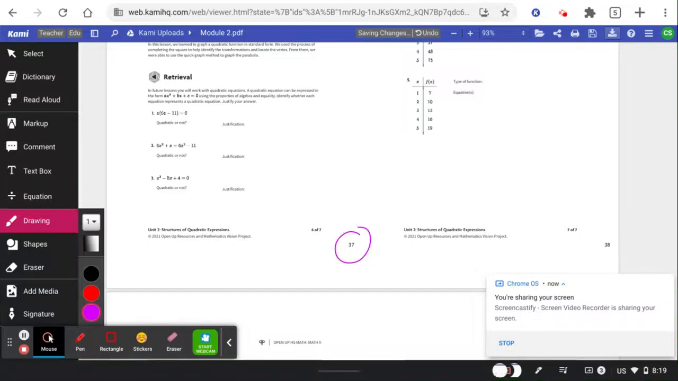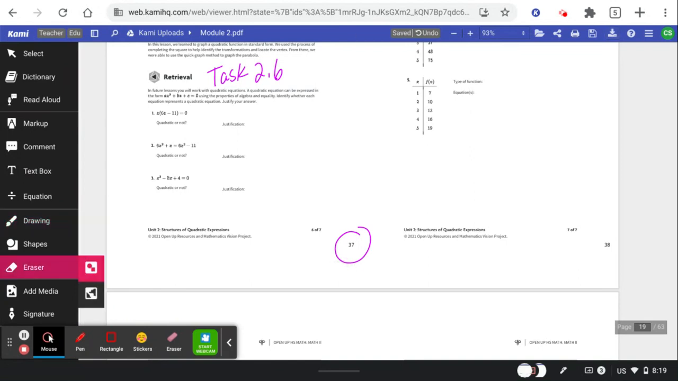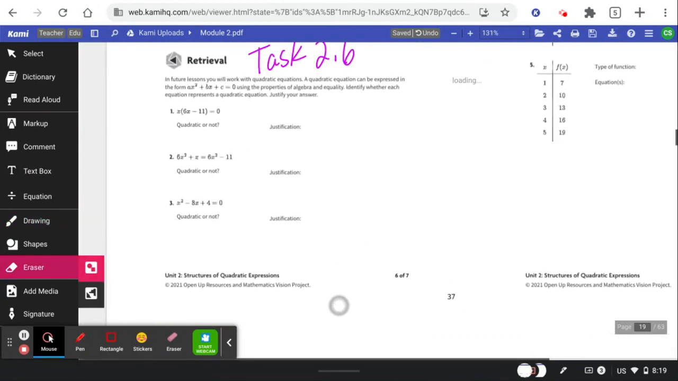Okay, go ahead and flip open in your packets to page number 37. We're going to do the warm-up and the launch for task 2.6 today. All right, let's zoom in and see what it's asking for here in this little quick warm-up.